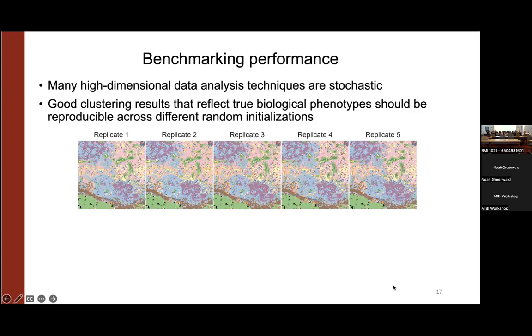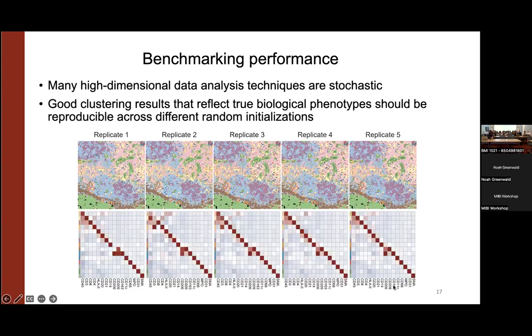So this is an example here of another lymph node image run through the pixel clustering pipeline 5 different times. And so hopefully it looks very, very similar to you. If you stare very, very closely, you will see small differences. But the fact that it is very reproducible is a good thing. And here are the heat maps corresponding to each of those 5 replicates. Again, each of the rows here is a pixel cluster, each column is a marker.